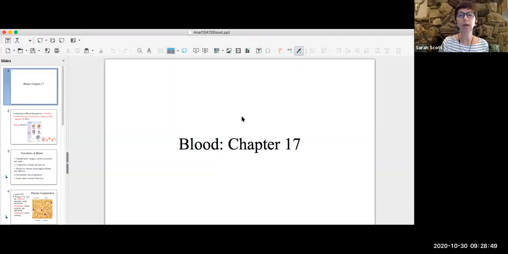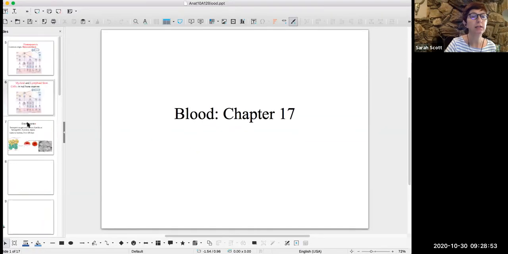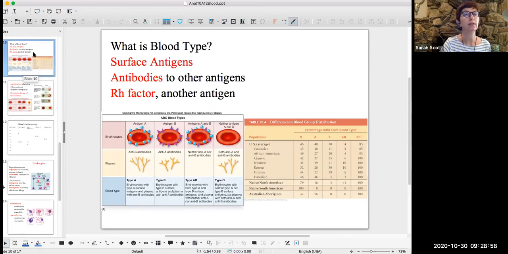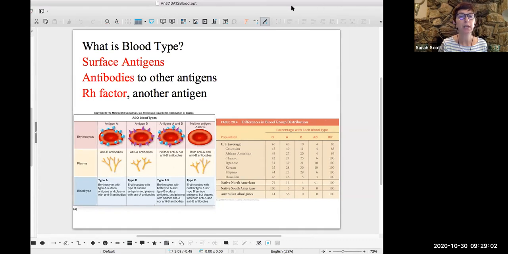All right, so now I'm going to share with you, this is from the first chapter that's on this exam. This is chapter 17. Okay, and let's go down to where we talk about blood type. I think it's the first one. Yeah. All right, so first thing you have to understand is that we're looking at 3 different types of antigens.